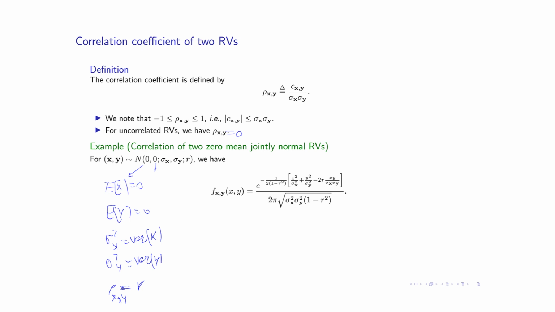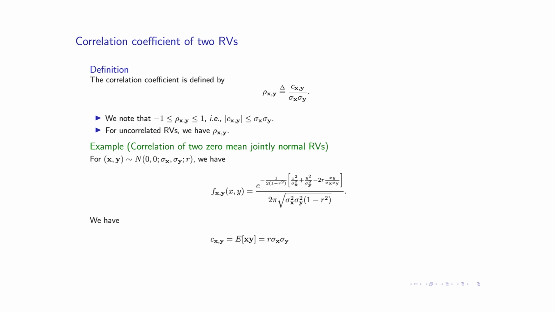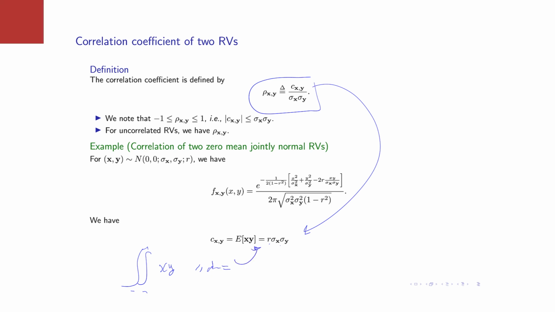This is what you can easily show. In this example, the covariance c xy is equal to rho times sigma x sigma y, which is calculated from this expression. You write this density expression, multiply it by x and y, and then calculate the integral from minus infinity to plus infinity. Once you do that, you'll find this expression. This is an exercise. It is a double integral.